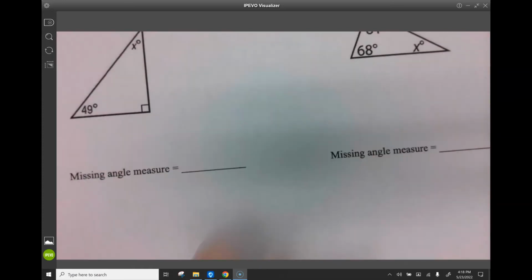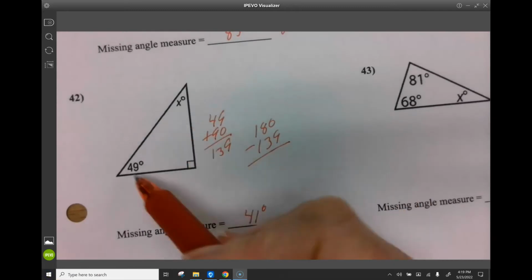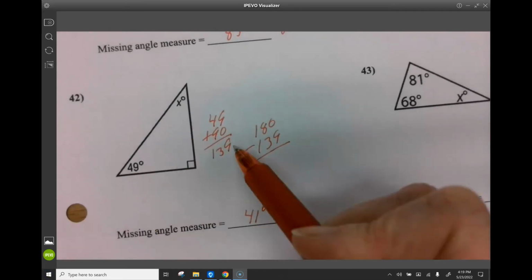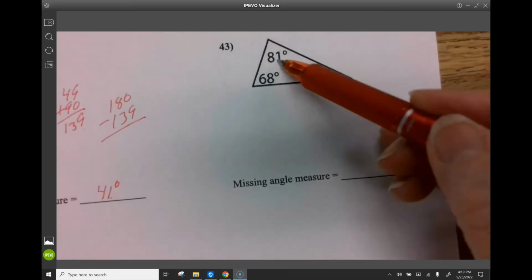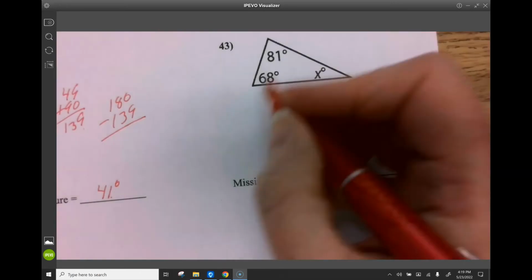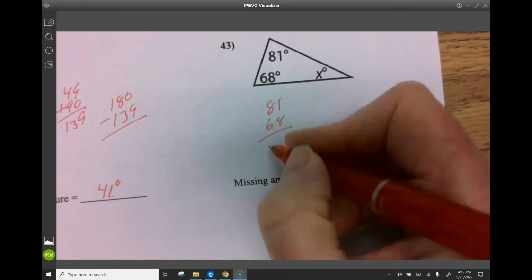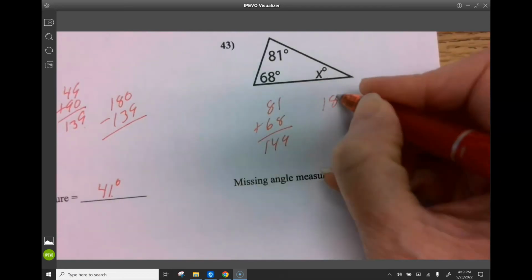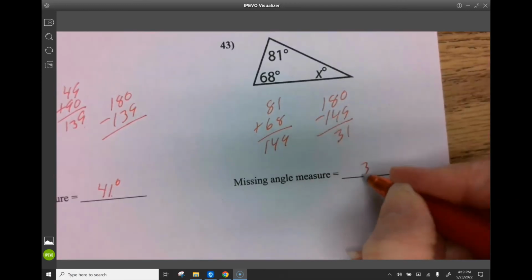You do the next two, go. I added the two angles together. Remember, this little box means it's a 90-degree angle. So 49 plus 90 is 139. I subtract and got 41. Over here, I added 81 plus 68 together. When I add 81 and 68, I get 149. Then the whole thing has to equal 180. So now I subtract and I get 31.